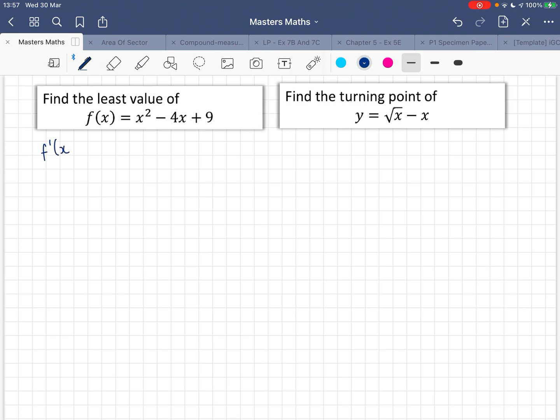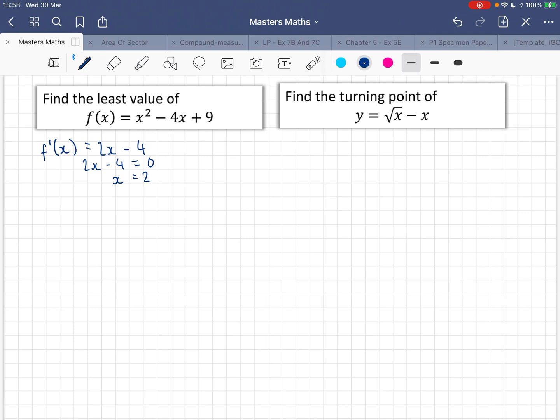Differentiate it. I'm using function notation. So f dash of x is 2x minus 4. I'm putting that equal to 0 because my least value is going to be a turning point, a minimum turning point. So when 2x minus 4 equals 0, if we add 4 across, divide by 2, x is equal to 2.